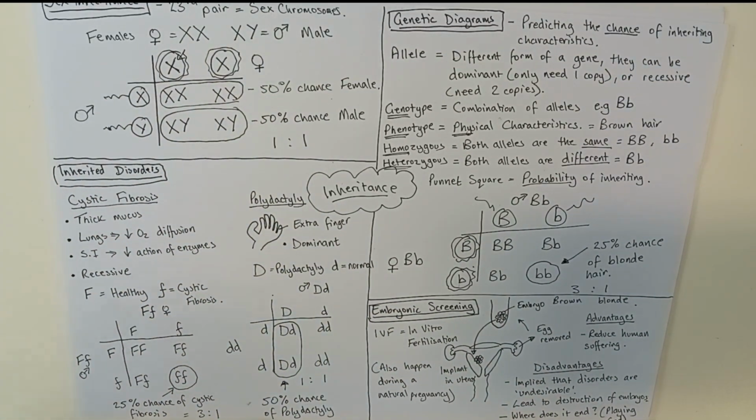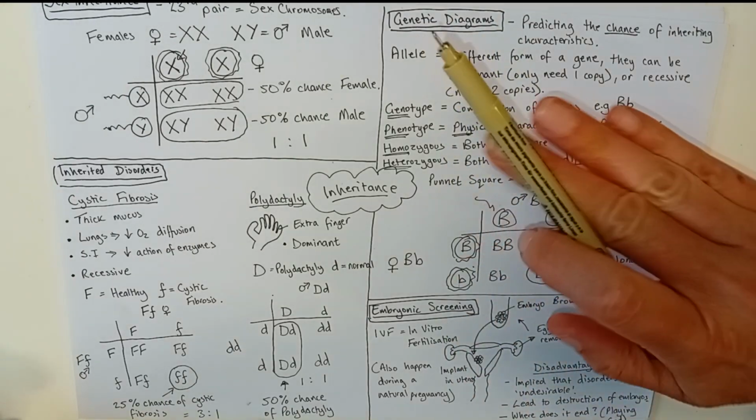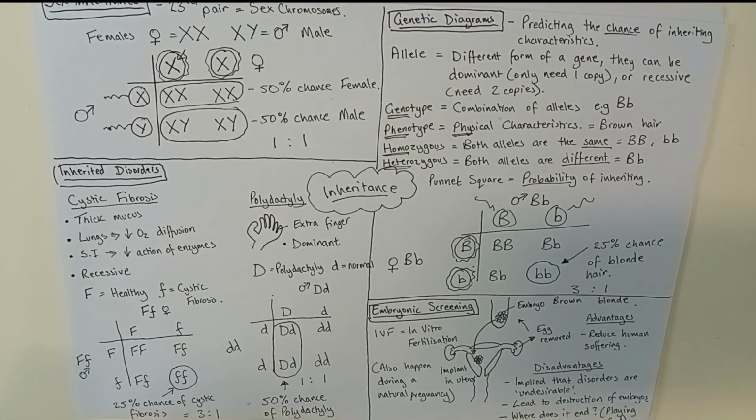And that's it. That's everything you need to know about inheritance. So your job now is to read, cover, recite. So recall that females are XX, males are XY. Make sure you know these terms here. So read, cover, recite the definition of allele, genotype, phenotype, and homozygous. And then go away and have a go at some exam questions. And I'll see you next time.